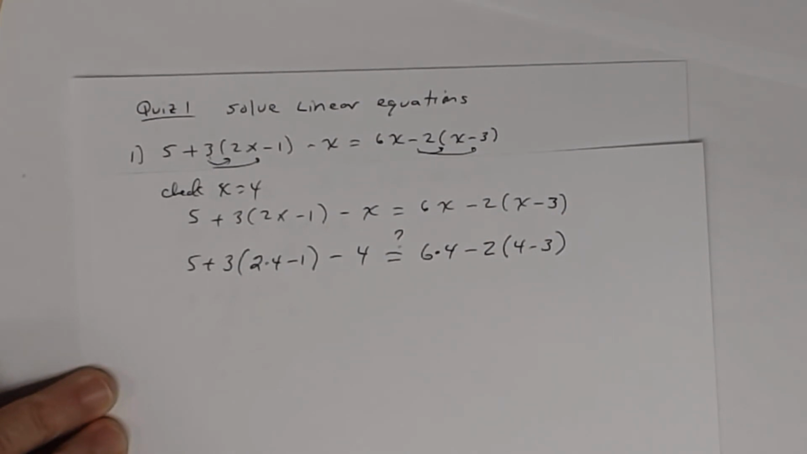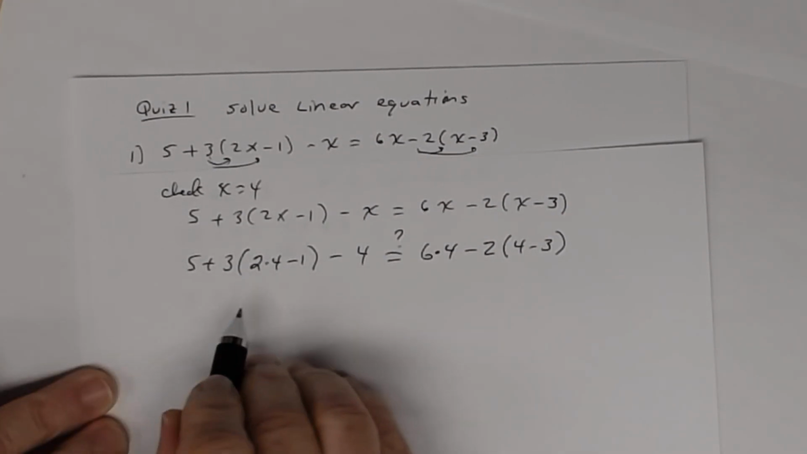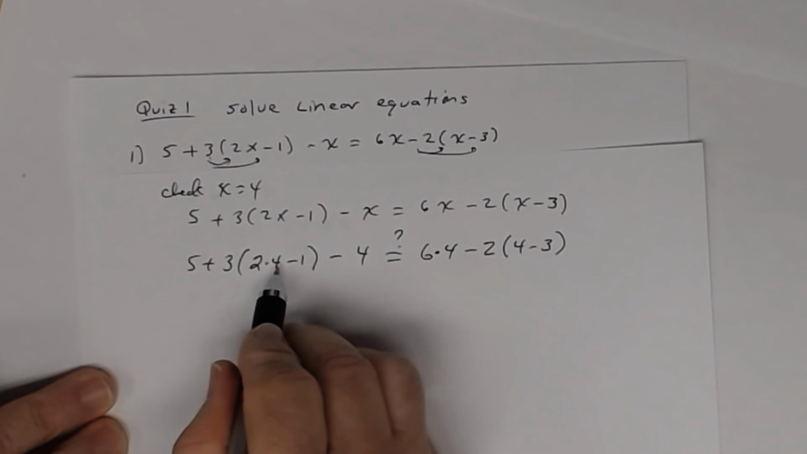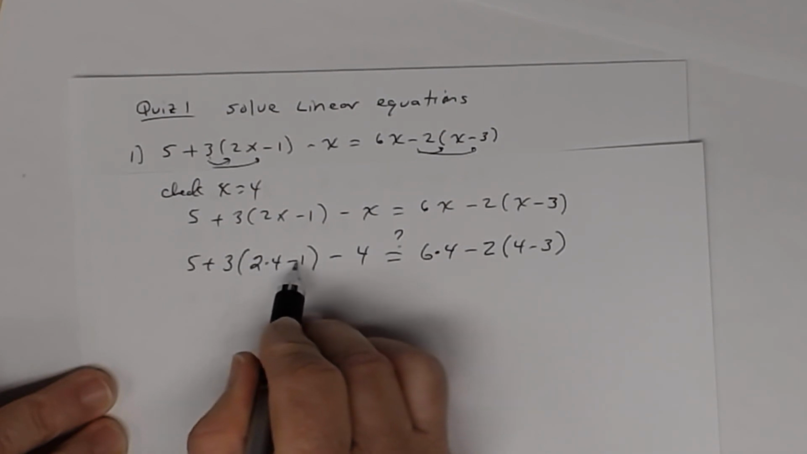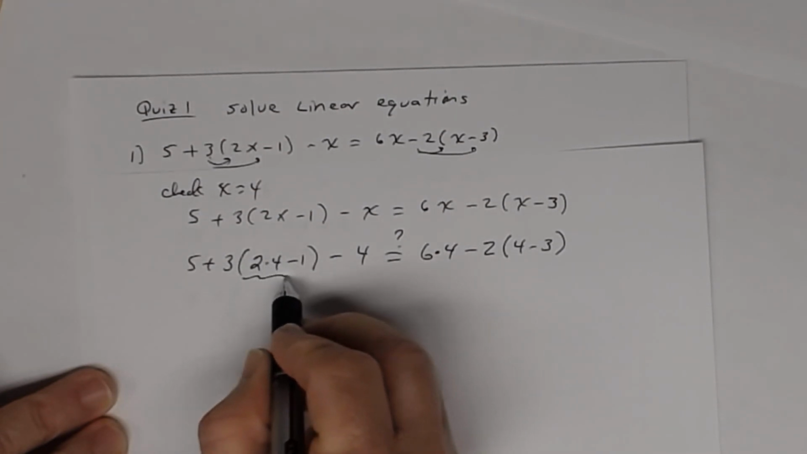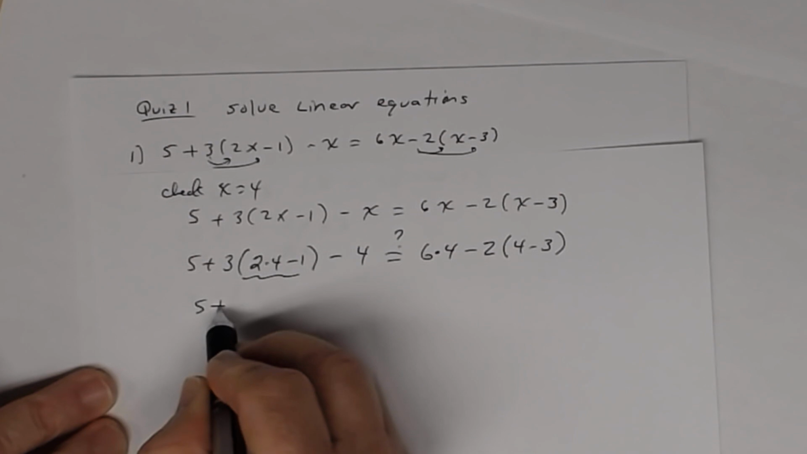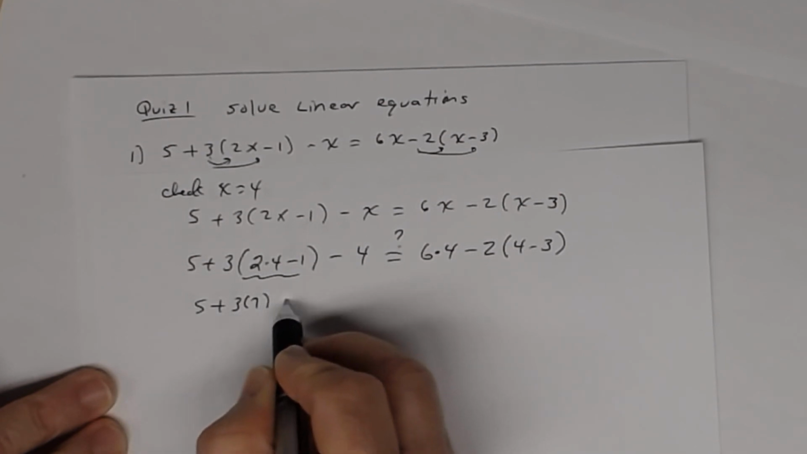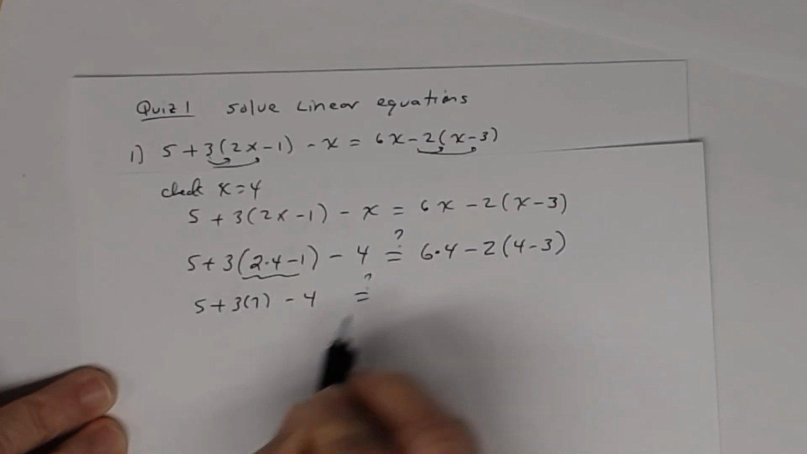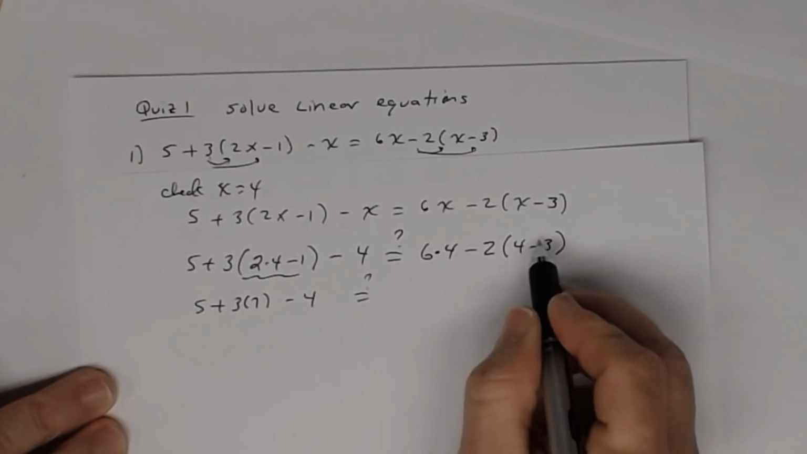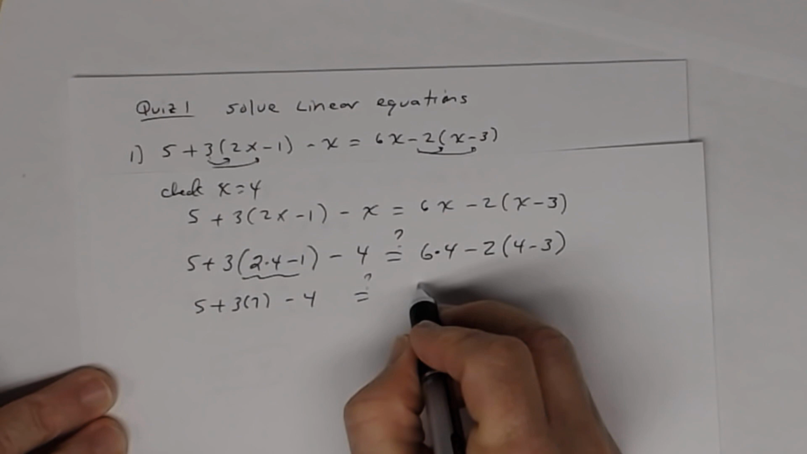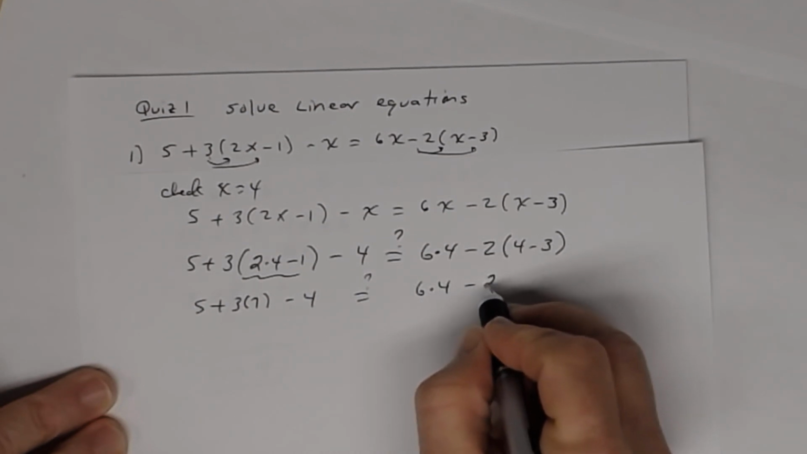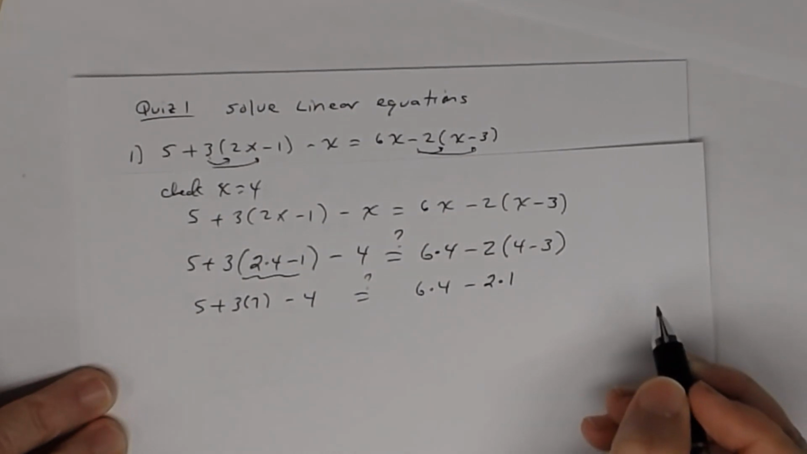Okay, so using the order of operations, I'm going to do what's inside the parentheses first. So inside the parentheses here, I'm going to have to multiply before I subtract. So 2 times 4 is 8, and then 8 minus 1 is 7. So this right here is 7. So I get 5 plus 3 times 7 minus 4 equals, and inside the parentheses here, 4 minus 3 is 1, so that's 6 times 4 minus 2 times 1, right?